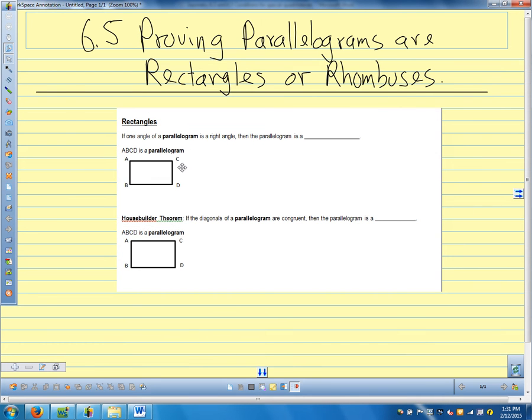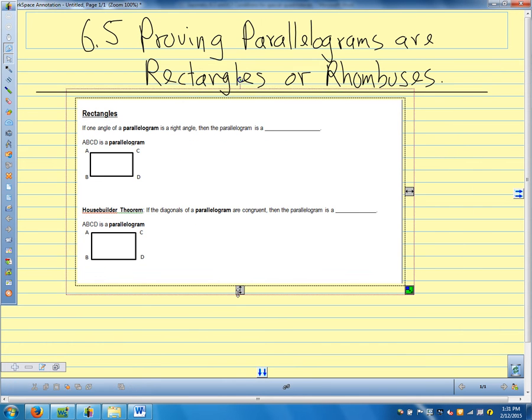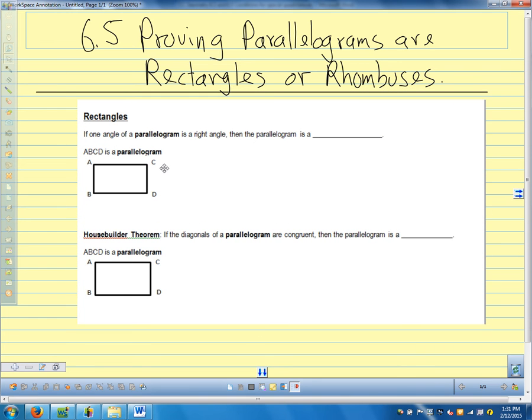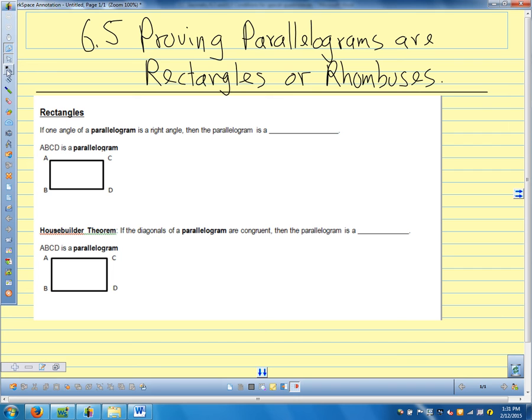All right, so let's talk about how we decide if we have a parallelogram. How do we decide if it is a rectangle? So our first category there says if one angle of a parallelogram is a right angle, then the parallelogram is a rectangle.